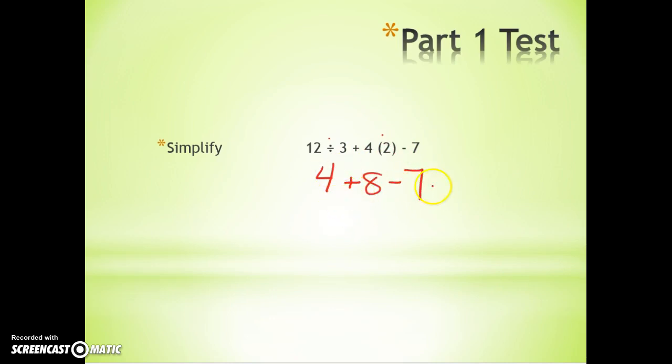Now we have addition and subtraction. We will do them in order from left to right. 4 plus 8 is 12. 12 minus 7 is 5. 5 is the correct answer.